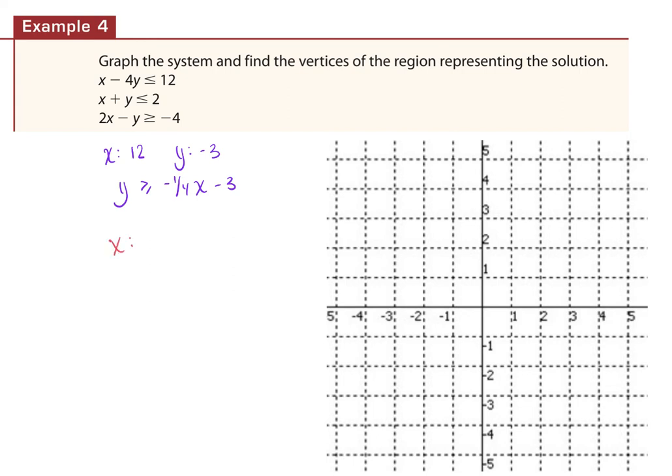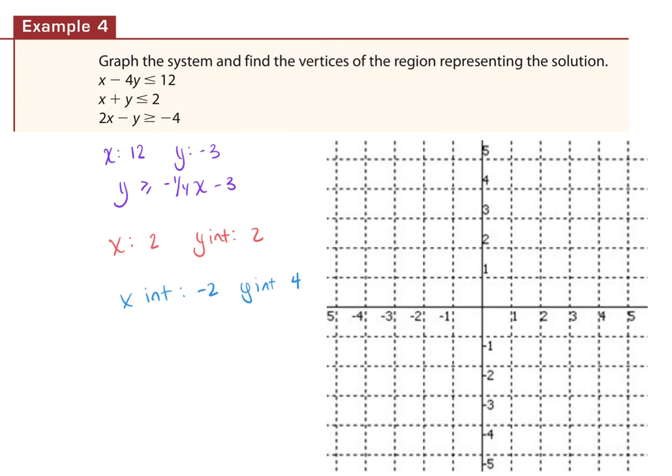All right, the second one I can do by intercepts because I have room. My x-intercept of my second one is 2. My y-intercept of this guy is also 2. And then the third one, my x-intercept is -2. My y-intercept is +4. So if I graph these, I have 3 different lines.